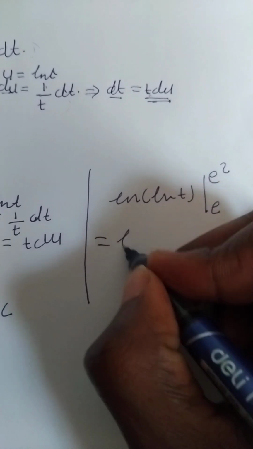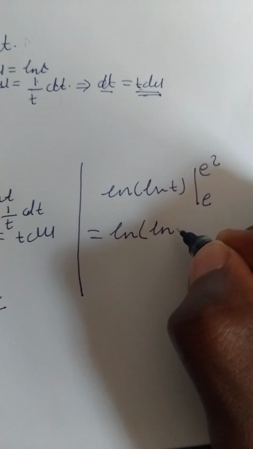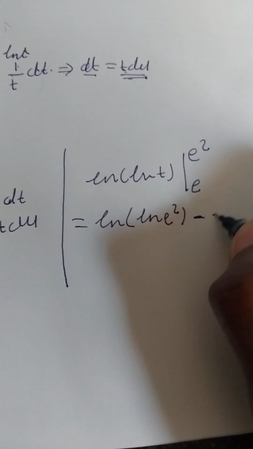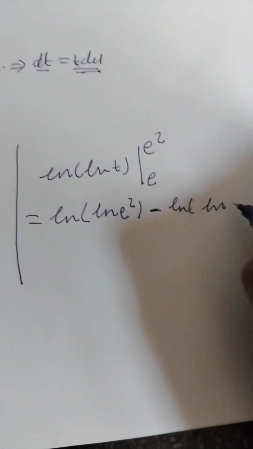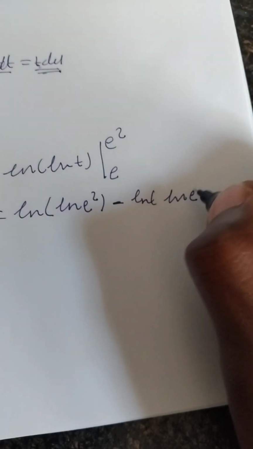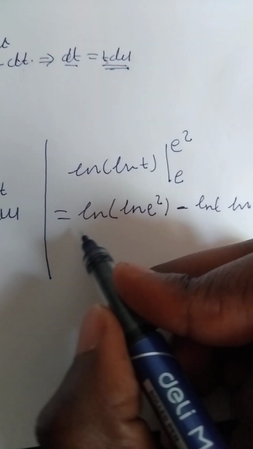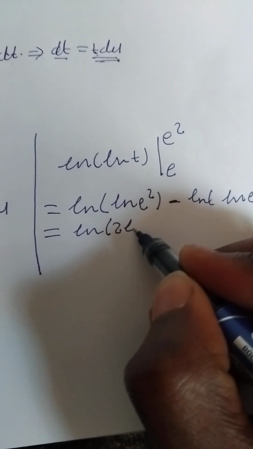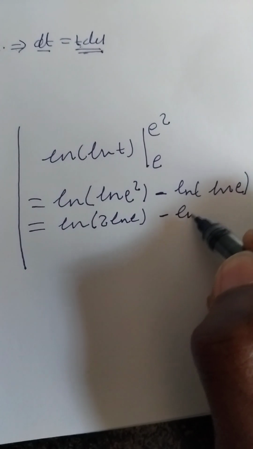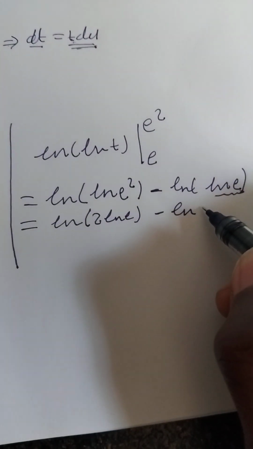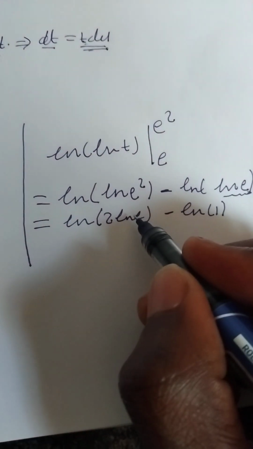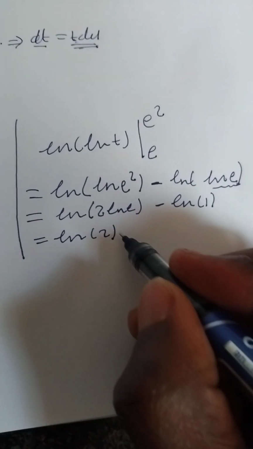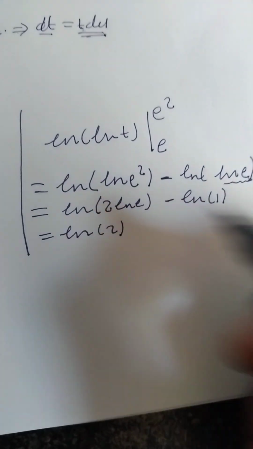So it was going to be ln of ln e square. Then we have to subtract the ln of ln e, then close bracket, just like that. So this one will become ln, the 2 can come down there, so we have 2 ln e, then minus ln of, what is ln e? Remember, ln e is 1, so here we're gonna get 1. And also here, since we have ln e, we're basically gonna end up with ln of 2, isn't it? Ln of 2 times 1, this ln e is also 1.